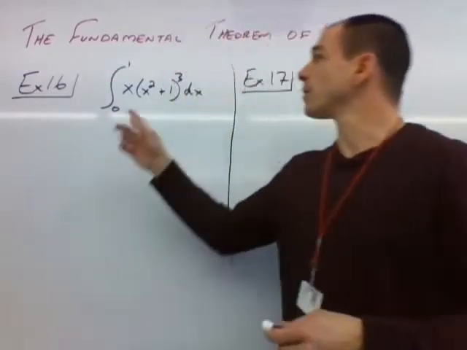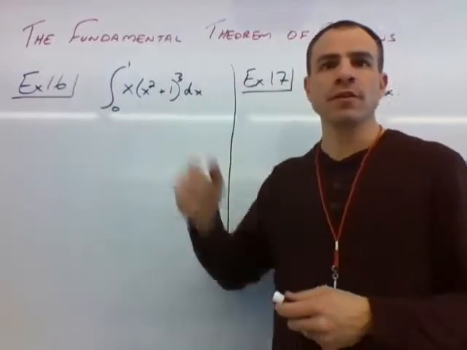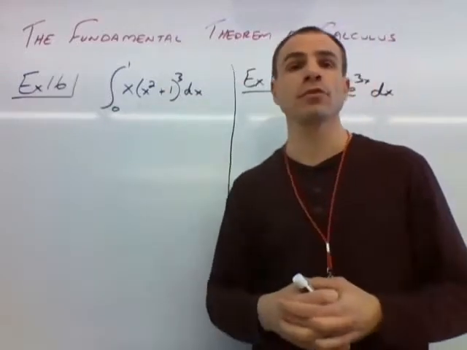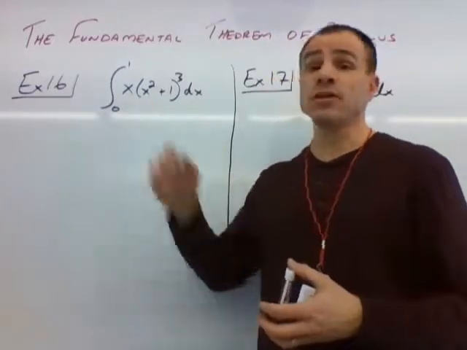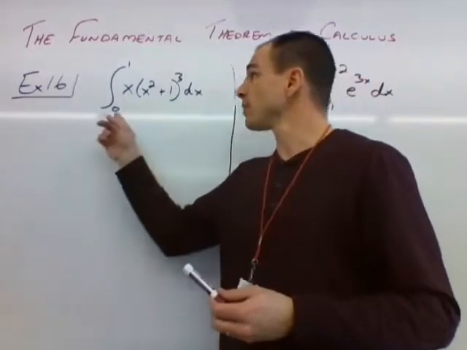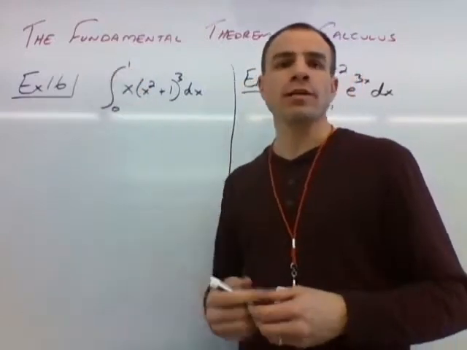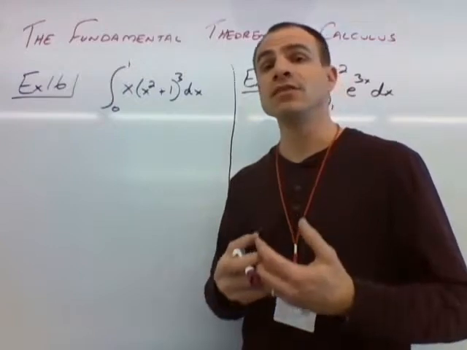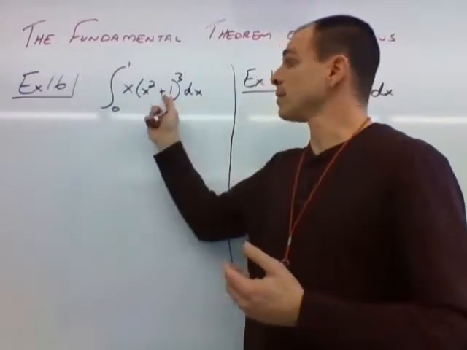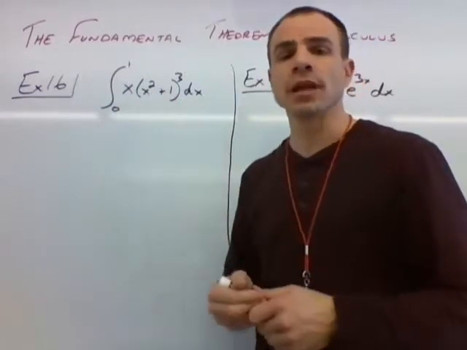Okay, so for problem number 1, we have this messy function right here, x times the quantity x squared plus 1 cubed dx. We're trying to find the area between this function and the x-axis from x equals 0 to x equals 1. There's a lot of work going on there. Let's go to u substitution so we can come up with an easier antiderivative rather than cubing this binomial and then distributing an x. Right?